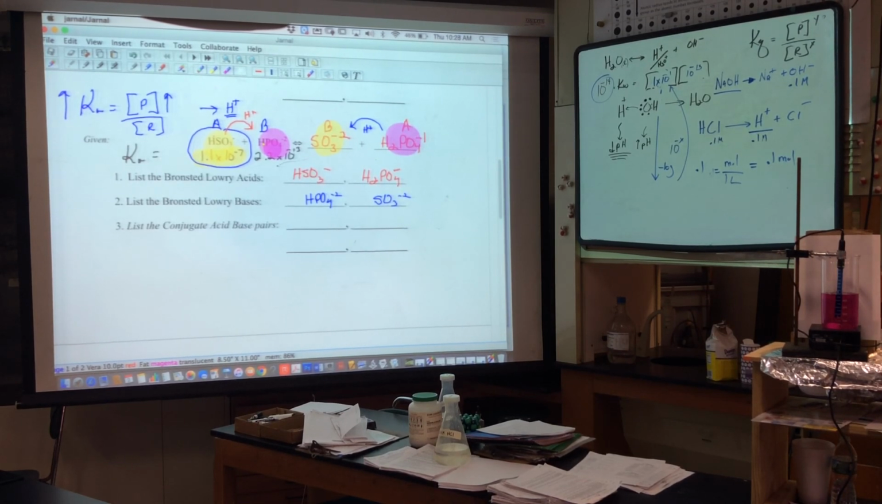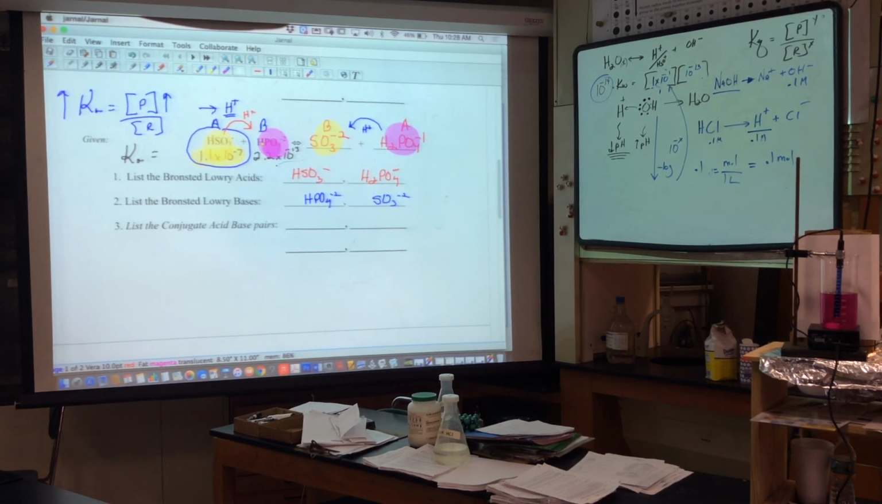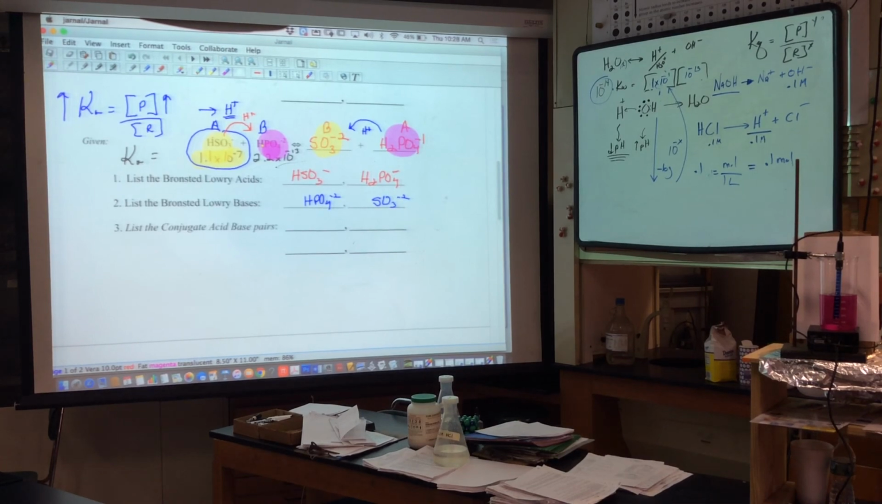The rest of the worksheet is for homework. I'll post a key. That's it. Sorry for talking so much, but I had to get through that. Basics. And I will post this, maybe.